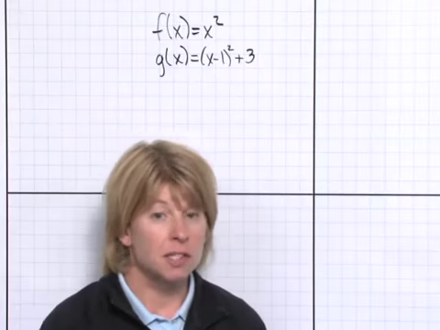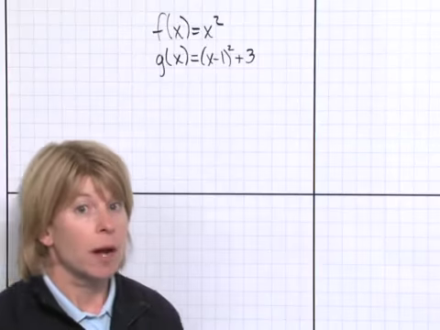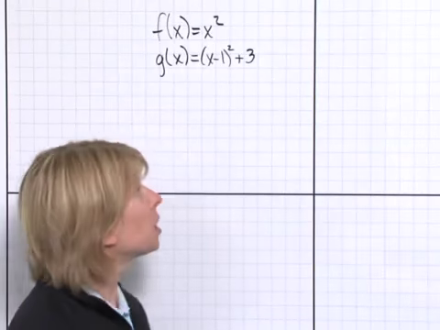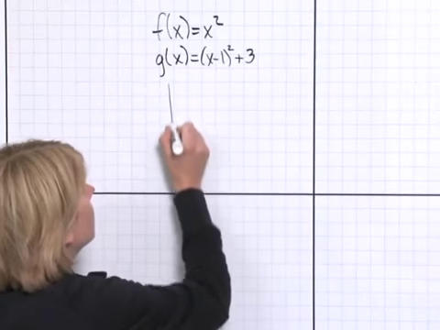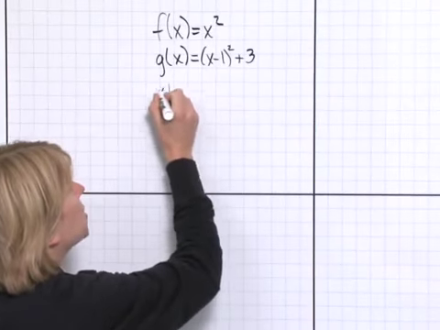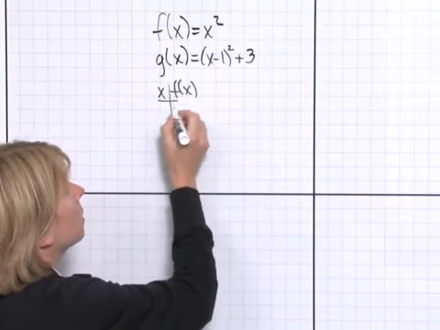Here we have two functions, f and g, that we want to graph. F of x equals x squared. I'll graph that parabola first. Make a quick table of values. The graph of f is just going to be our basic parabola through the origin.